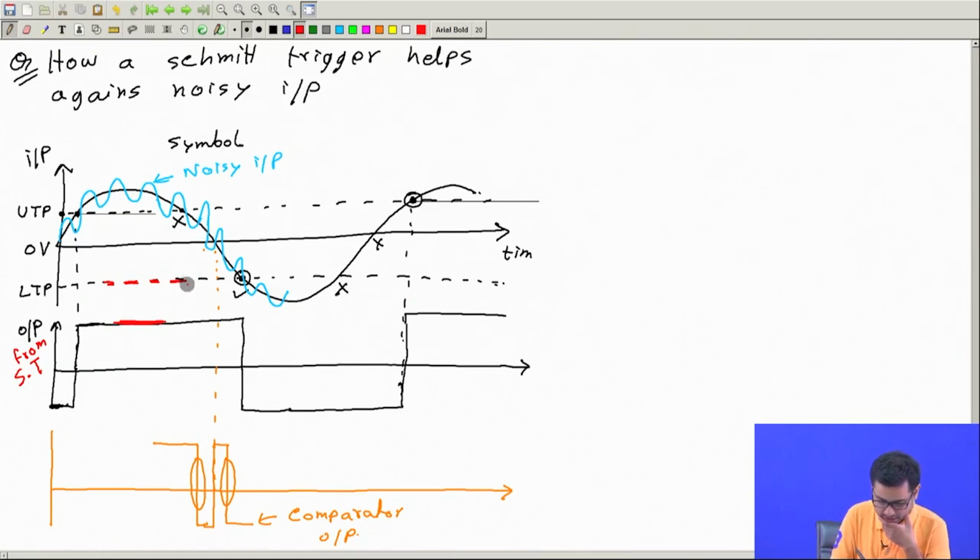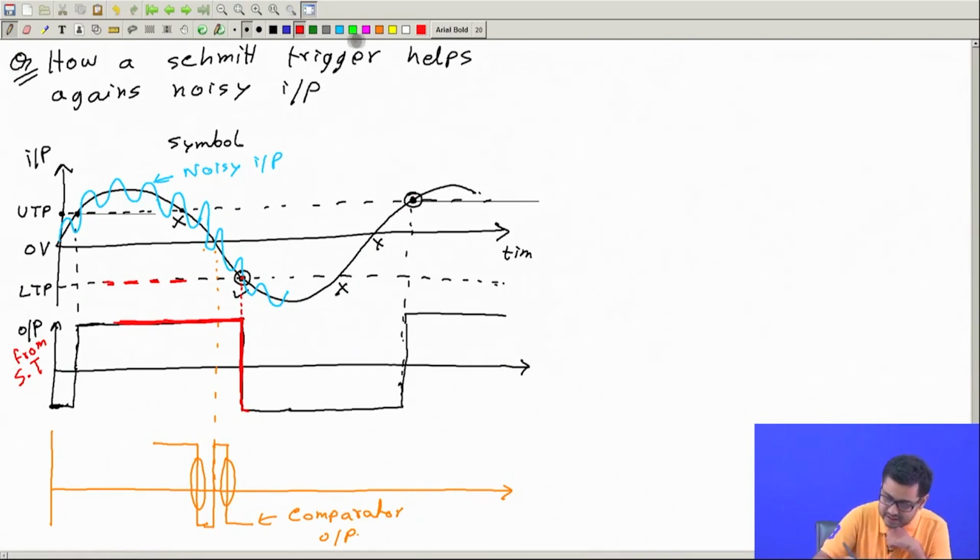So when does it go below lower trigger point? It is here at this point, okay. So up to this point the output will remain positive, and then it goes to negative. So it comes here. Now how long will it remain negative? It will remain negative as long as the input is not crossing the upper trigger point.